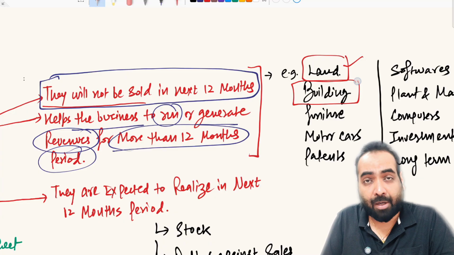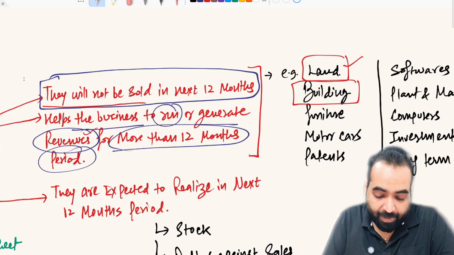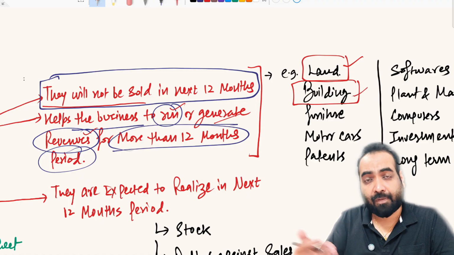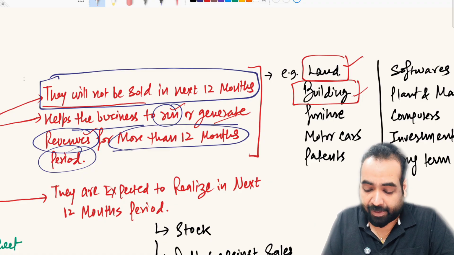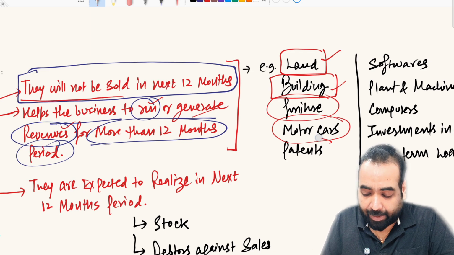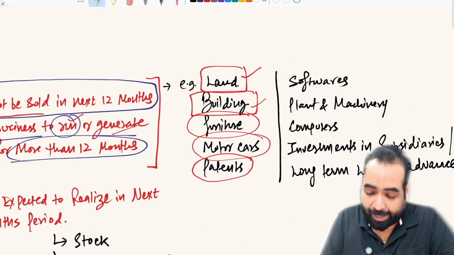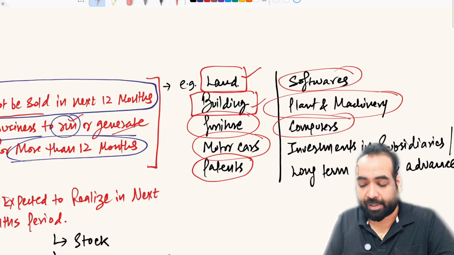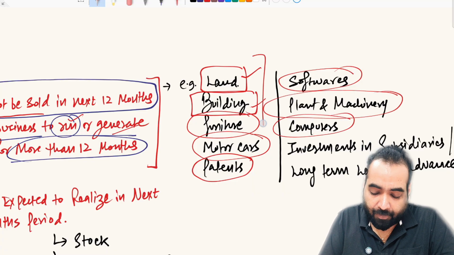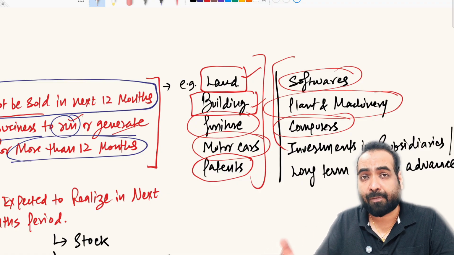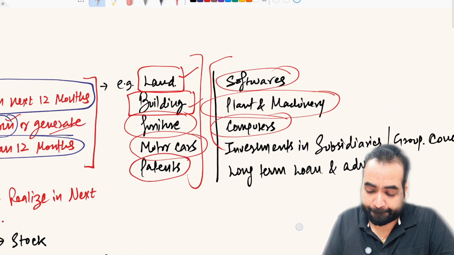Similarly, the building that you have built on that land helps you run your business and generate business in more than 12 months. This gives you benefits for more than 12 months. So this is also your long term investment. Similarly, furniture, similarly, motor cars that you have purchased for use in the business. Similarly, any patent rights that you have purchased, any software you have purchased, any plant and machinery you have purchased, any computers you have purchased, right? These are all examples of very good long-term investments that help run your business or grow your business for more than 12 months, right?